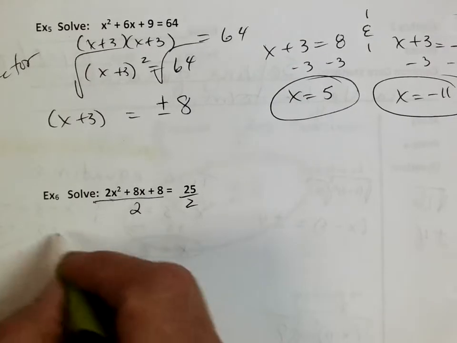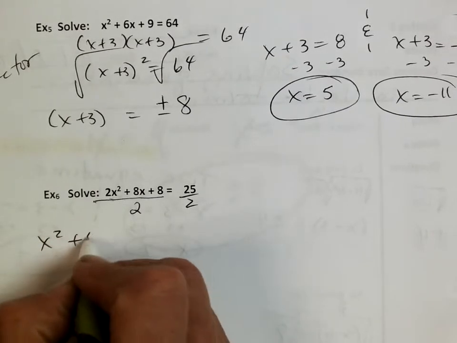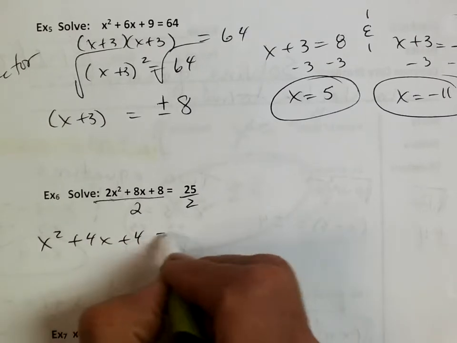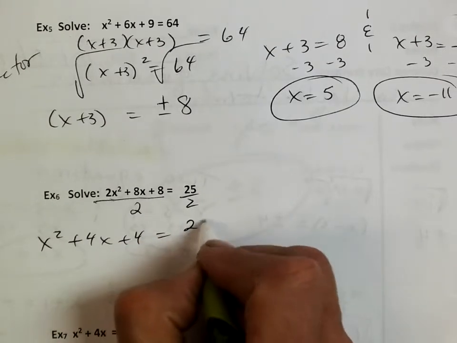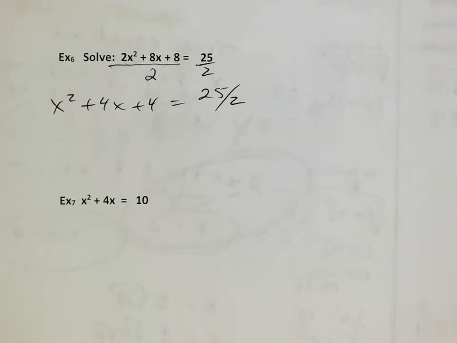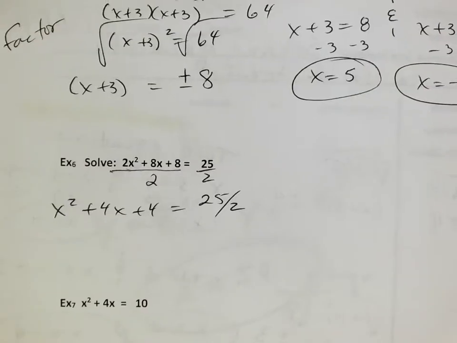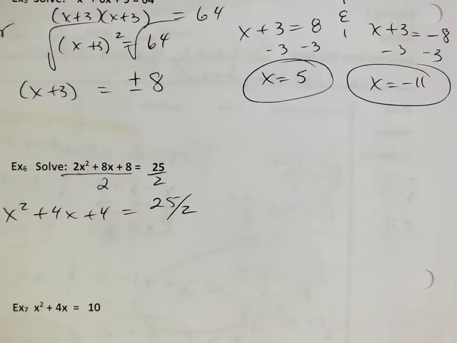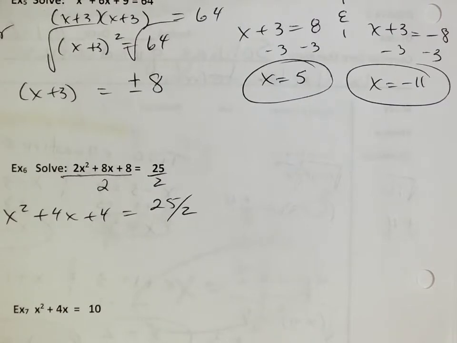So then I'm going to get x squared plus 4x plus 4 equals 25 over 2, okay? Yeah, I sure can, Caius. Up and scoot. How's that? Is that better? That way? Right there. There. Okay, so now what?